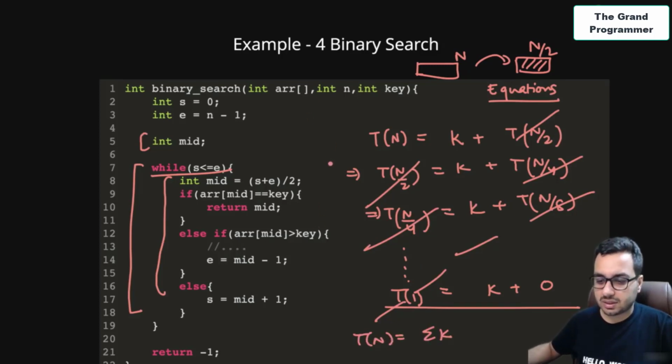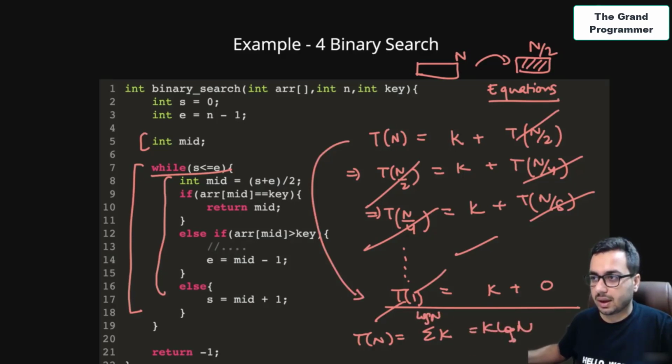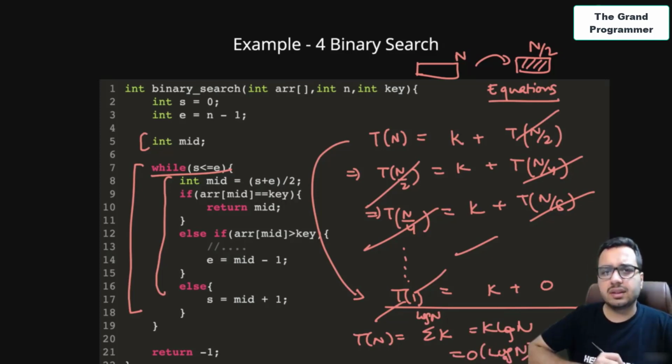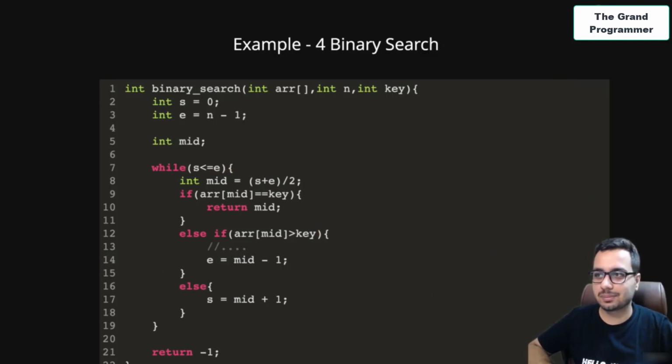And how many such equations am I going to have? I'm going from n to 1 every time by dividing by a factor of 2, so I'm going to have log of n equations. So it becomes k into log n, and you can see this is nothing but order of log of n. That's how we can also derive the complexity mathematically. So I hope this is clear, and I will see you in the next lecture.